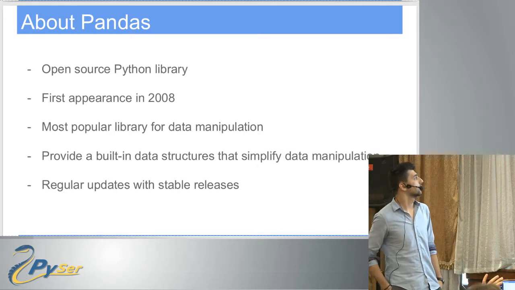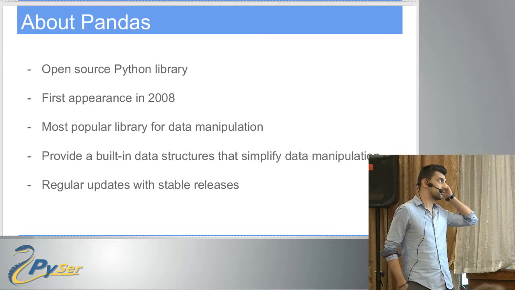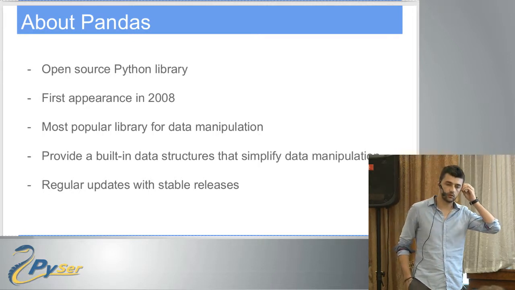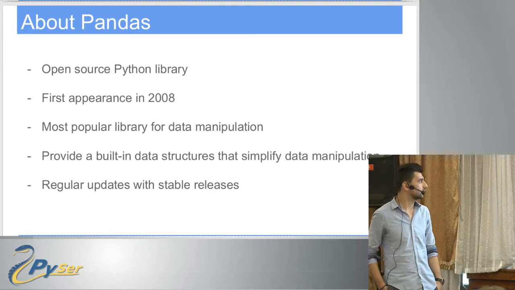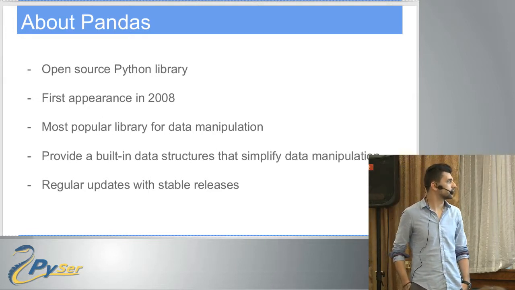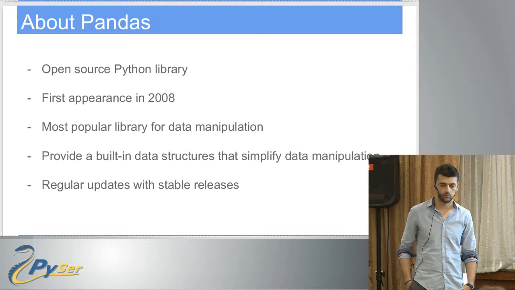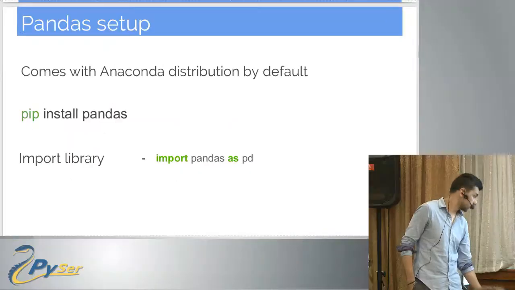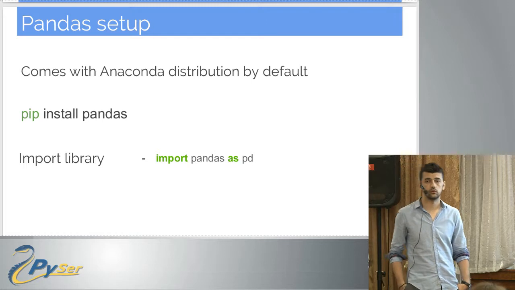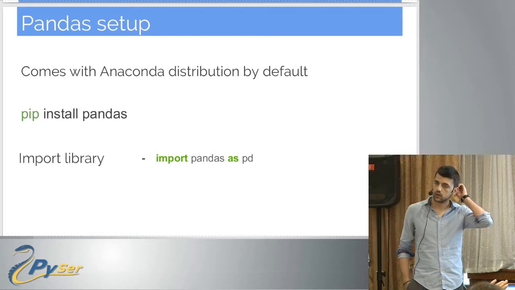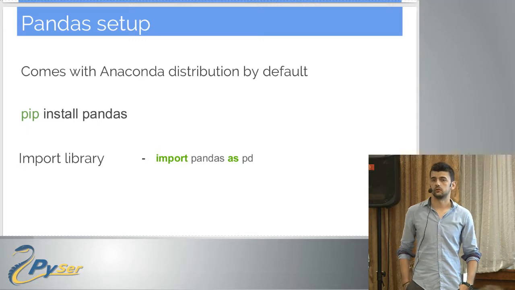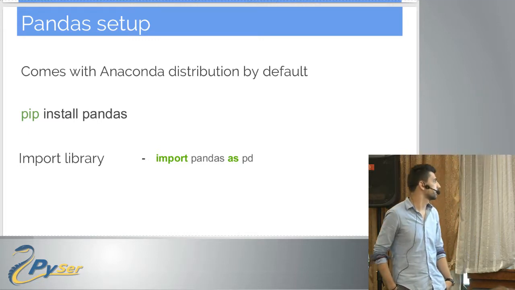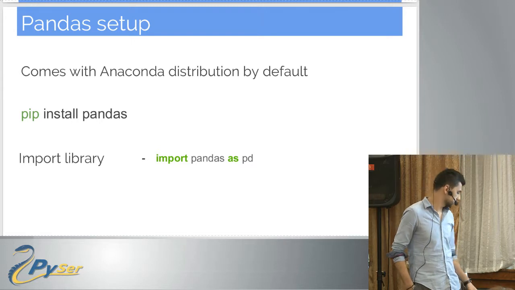First of all, about Pandas. Pandas is an open source Python library. It's developed by Wes McKinney in 2008. It's pretty sure the most popular library for data manipulation. It provides built-in data structures that simplify data manipulation. And for Pandas setup, if you choose an Anaconda distribution, it will come by default. If not, you need to install it with pip install pandas, then import it in your script.